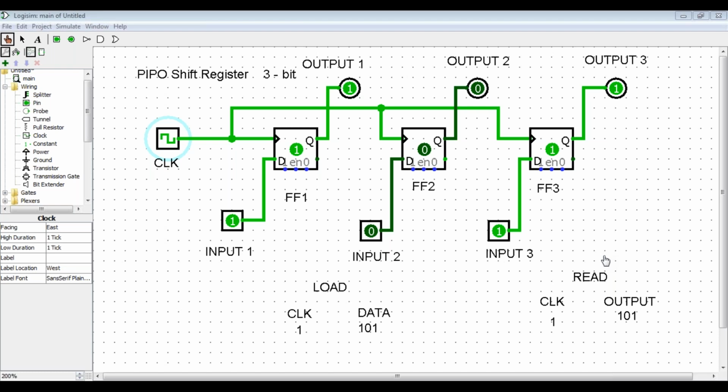Students, are you able to understand parallel input parallel output? Reply through chat. Can you understand? Yeah, thanks for the response. I think we have come to the end of today's class.